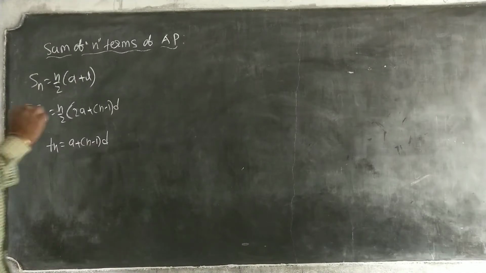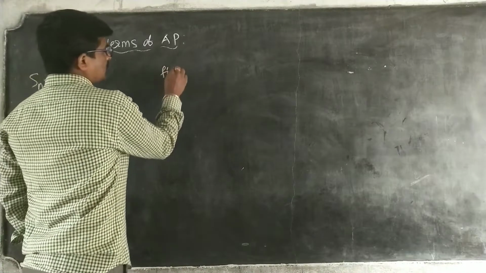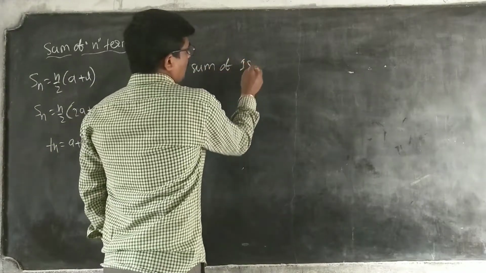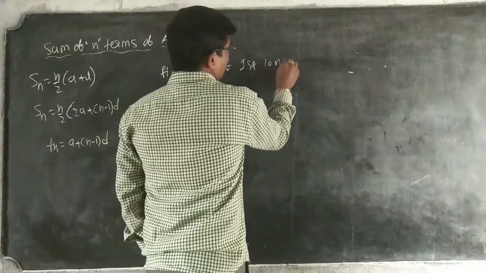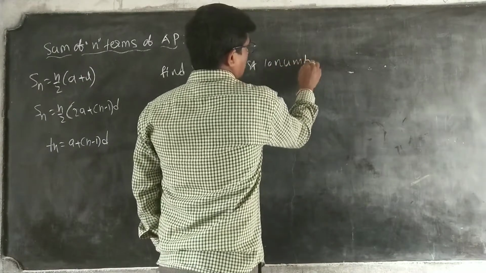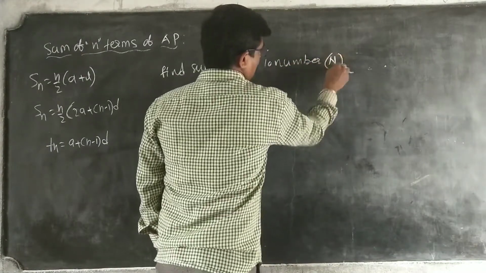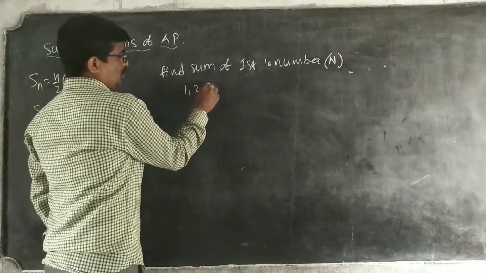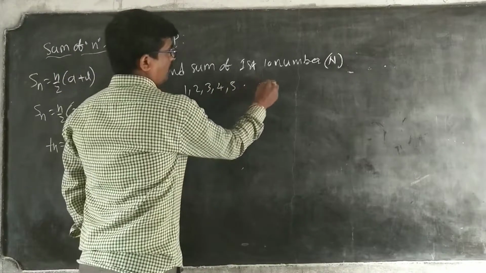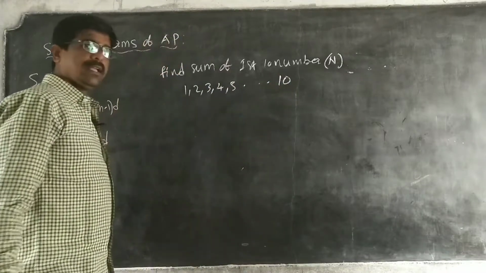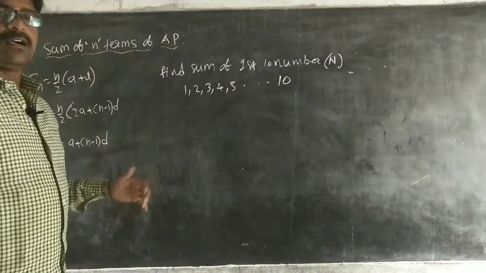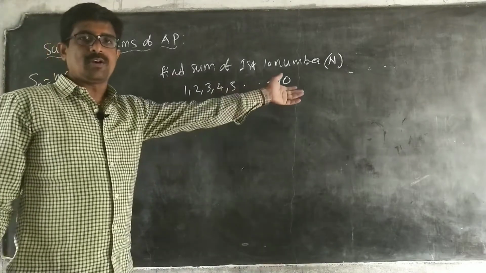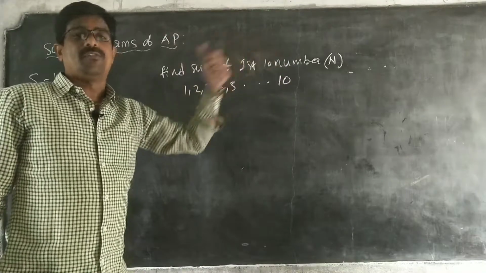Okay. Now, find the sum of the first 10 natural numbers. What is the principle? 1, 2, 3, 4, 5 up to 10. So how are we finding it? It is not possible to calculate up to 10, where the 100, 1000, how are we following?